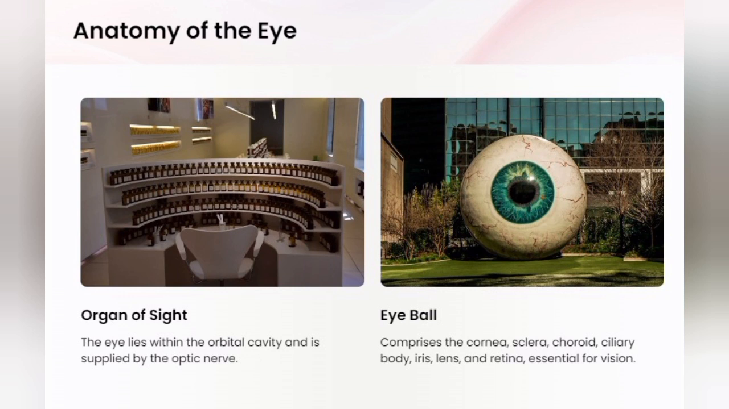Then there are two important parts, that is rods and cones, which are used to see objects clearly. Rods are responsible for vision in dim light, whereas cones are responsible for vision in bright light. Photosensitive receptors present in the rods are called rhodopsins and in cones are called iodopsins.